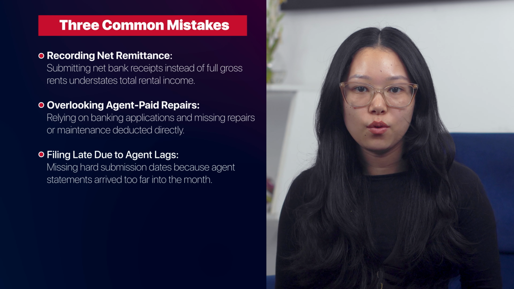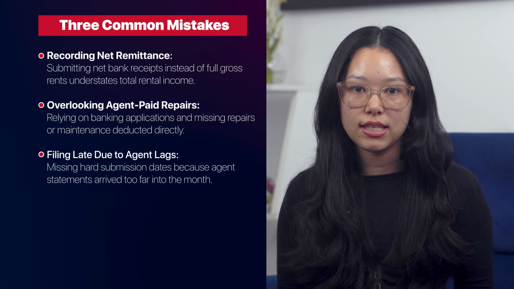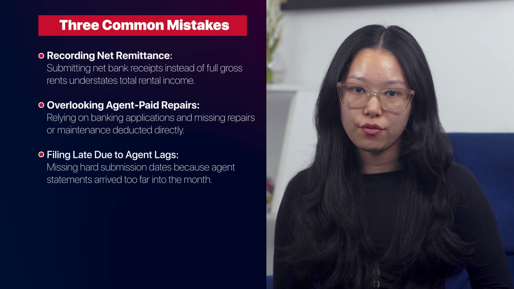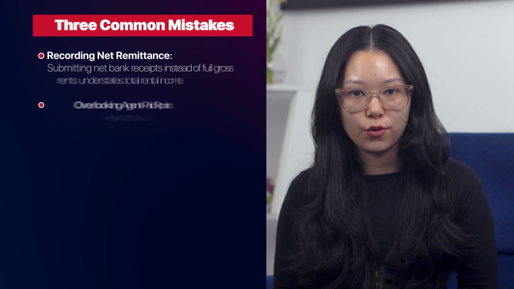Three common mistakes: 1. Recording the net remittance as income. 2. Starting from the bank and missing agent-paid repairs entirely. 3. Filing late because the agent statement arrived after the deadline you didn't plan for.